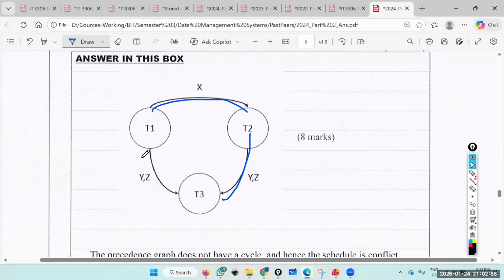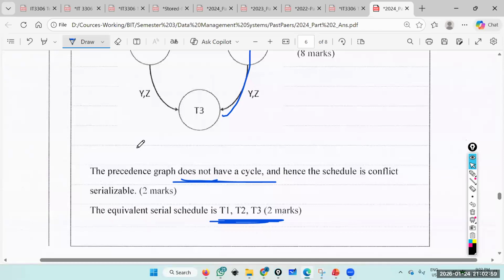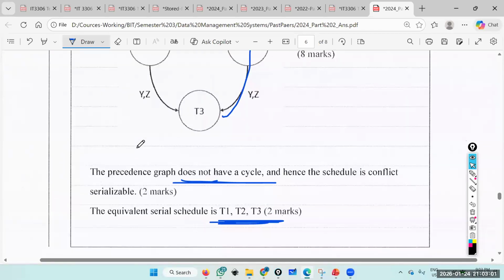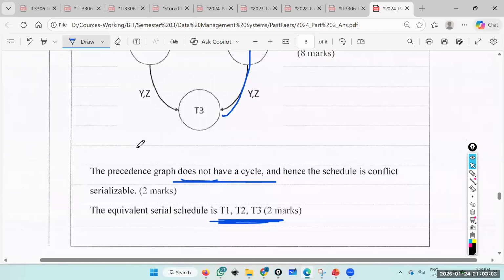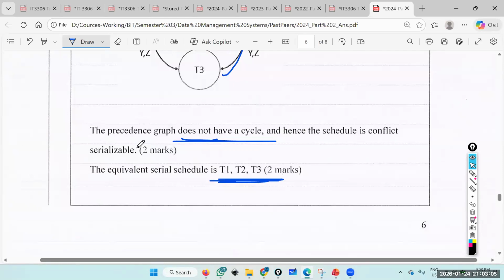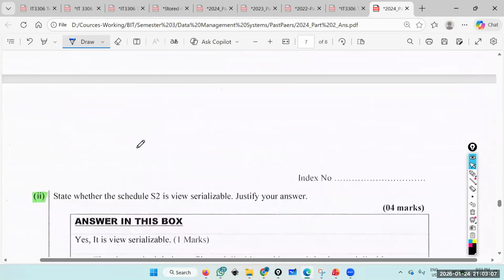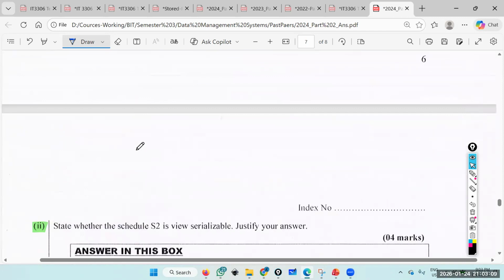This is a simple example. Right, any questions? Any questions? No questions? Right, good. If no questions, that is good, right? Perfectly understood.